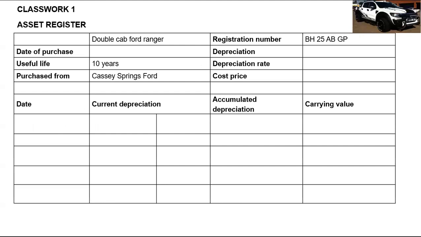And let's see what this is all about. Here we need to calculate what we call the asset register. I will give you certain information. The purchase date will be the 1st of January 2017. It is depreciated on cost price. The depreciation rate is 20% per annum, and the cost price of this asset is 650,000.